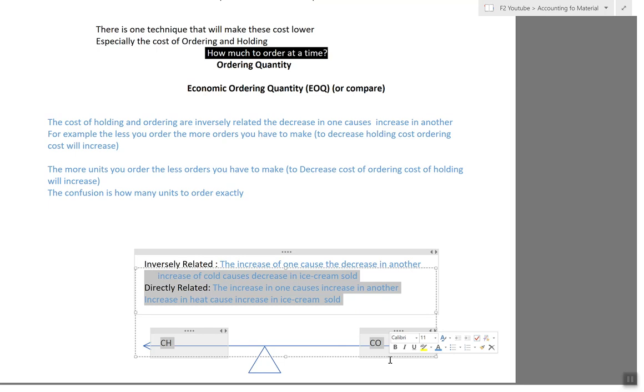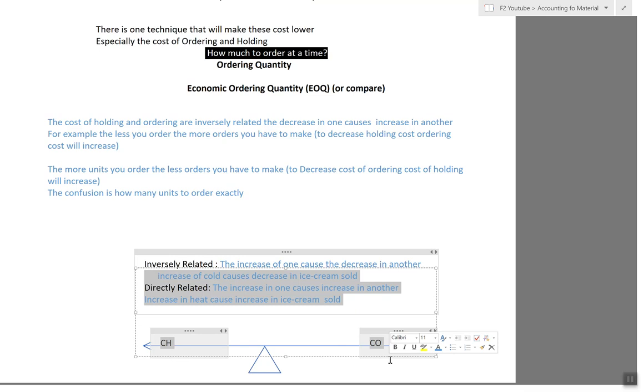If you want to reduce the cost of holding, your cost of ordering increases. If you want to decrease the cost of ordering, your cost of holding reduces. If you want to order more quantities to save on ordering cost, holding cost will increase. If you want to order less quantities to save on holding costs, order quantities will increase.